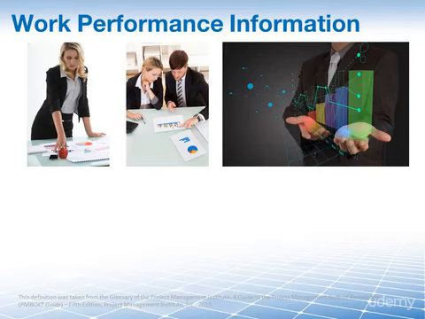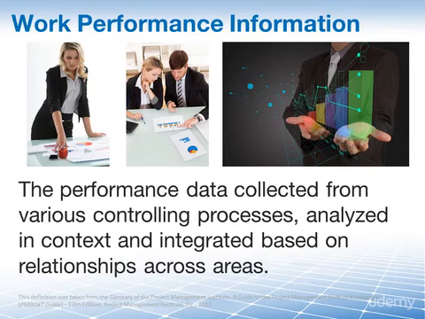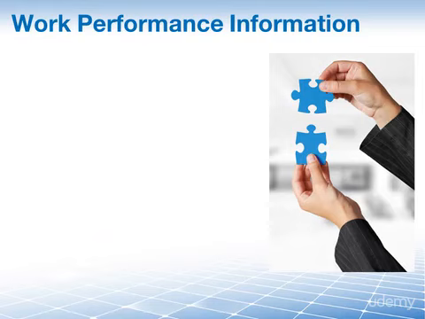If you recall, the PMBOK guide defines our first output, work performance information, as the performance data collected from various controlling processes, analyzed in context and integrated based on relationships across areas. So, performance data consists of the feedback from stakeholders on communication or results from surveys on communication effectiveness. An example of performance information would be the analysis of the raw data of responses that might be communicated to stakeholders.